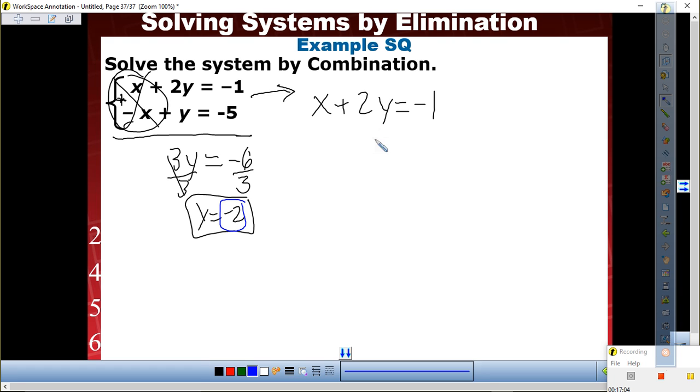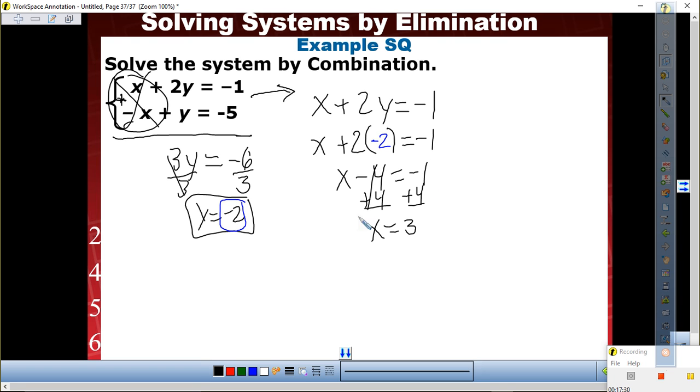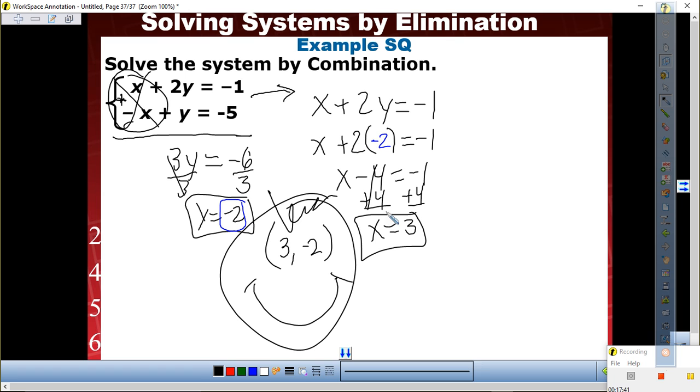Here we go. Negative 2. I bring down the x, the plus, the 2. I put that in parentheses because it's the coefficient. Minus 1. X minus 4 equals negative 1. Plus 4, plus 4. X equals 3. Solution, 3, negative 2. Hands if you got that. Okay, good. All right, we got it?